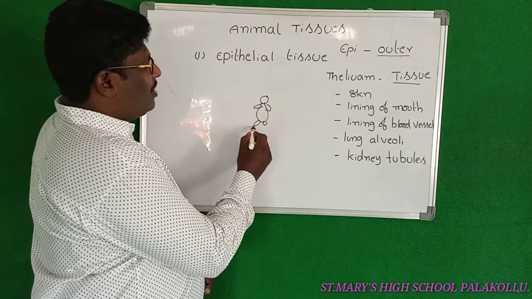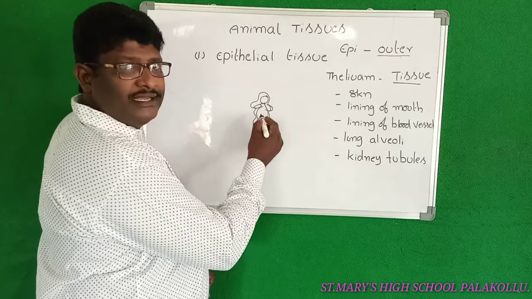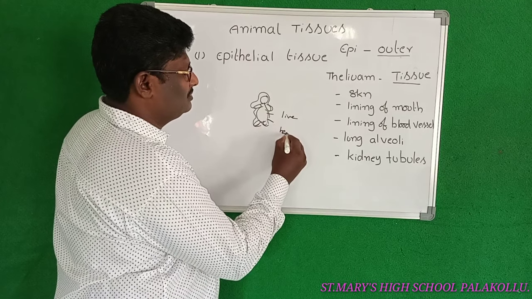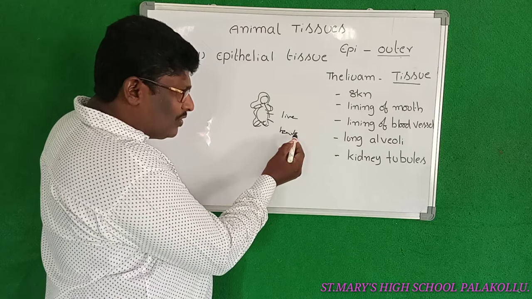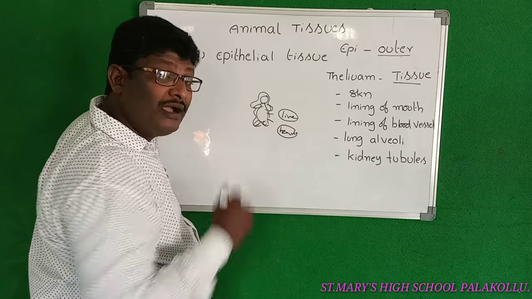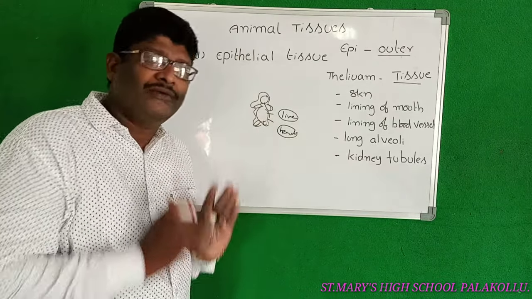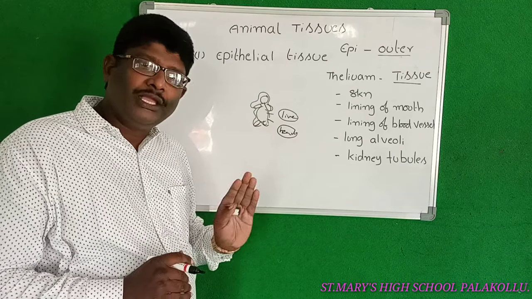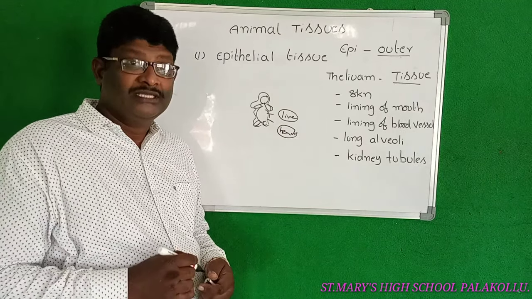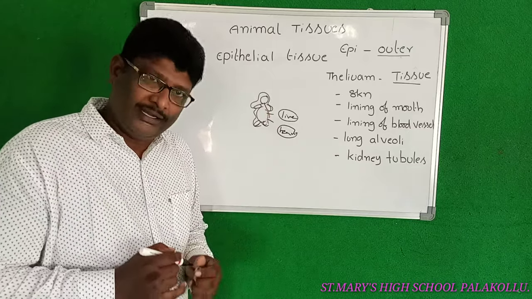This is our body. If it is outer covering, or inside there are some organs. What are they? Liver, lung, heart. The organs' outer covering is also made up of epithelial tissue. Not only outside of the body, the inside of the organs is also covered by this epithelial layer. Sometimes, inside the organs, it also arranges and protects the organs.